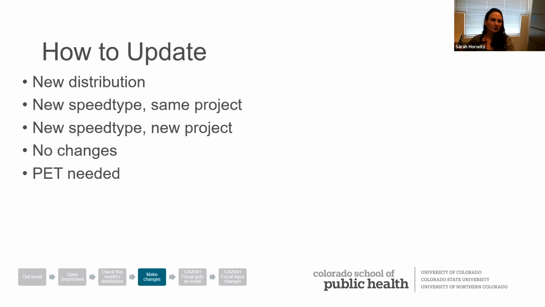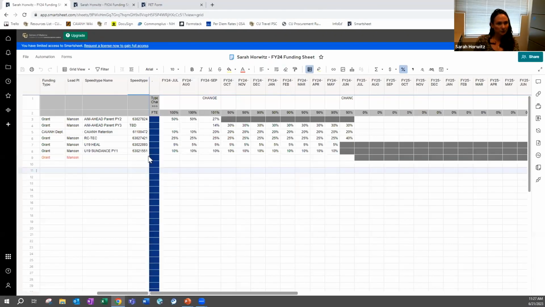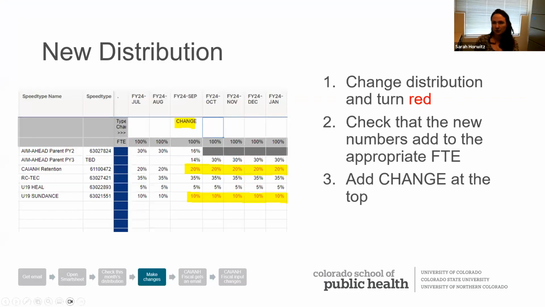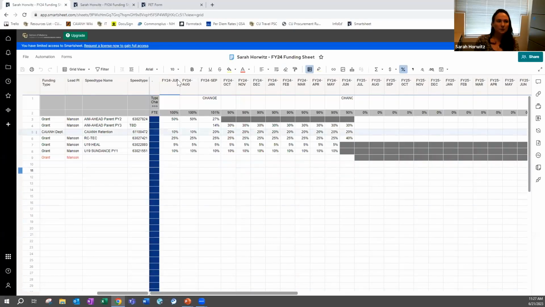And that is a new distribution, just fiddling with the numbers because of what time you put on what projects. There's a new speed type for the same project. There's a new speed type for a new project. No changes are needed. Where a PET is needed. So those are the different things that I see you adding. I'll go back to my spreadsheet and walk you through each of those. Let's see if I can do this technologically. Okay, so the first one is just a new distribution.